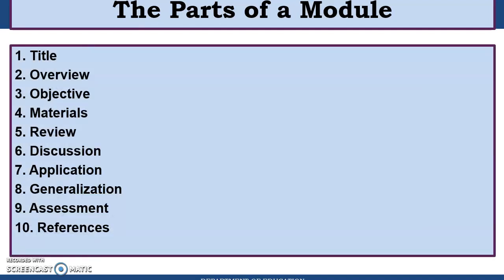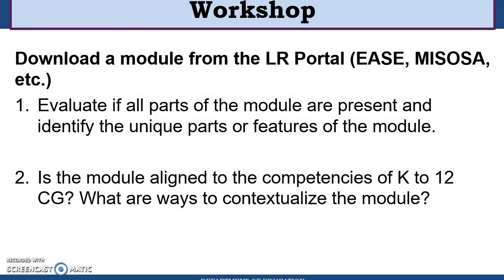In summary, these are the 10 basic parts of a module: title, overview, objective, materials, review, discussion, application, generalization, assessment, and references. However, other modules also have unique parts and features that will suit the context and the needs of the learners, and of course the context of the discipline or learning area.